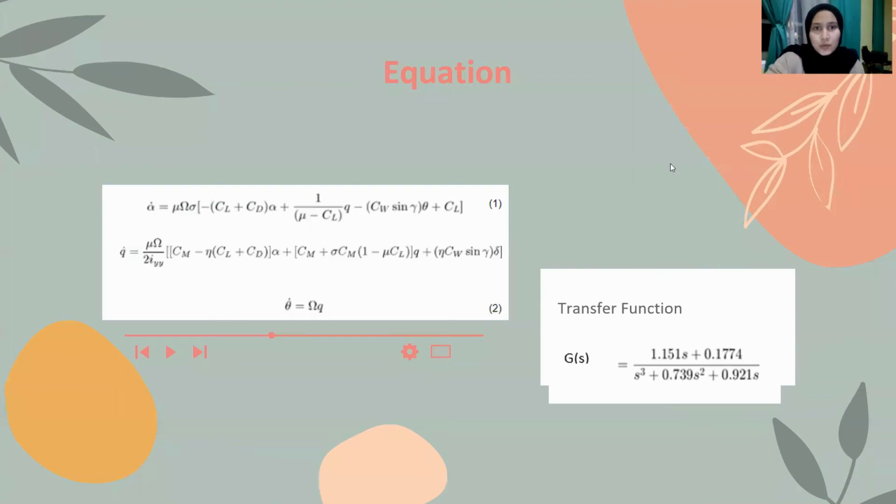So this is the equation that we use. First, this is the equation of motion of the aircraft, and this is our transfer function equations. Basically, these transfer functions include evaluating each force component and its effects on the aircraft.